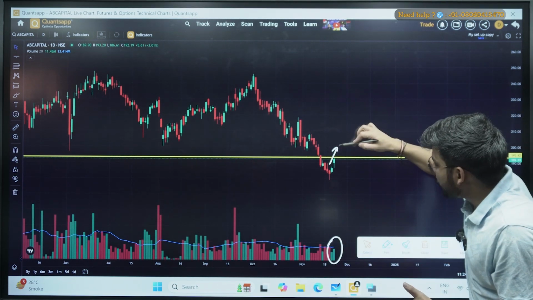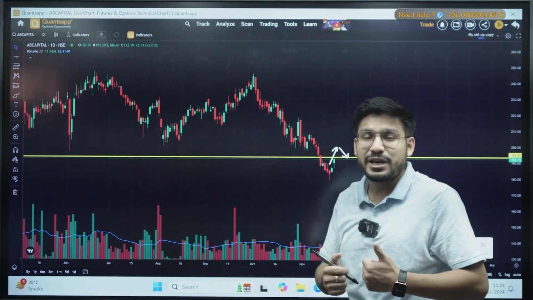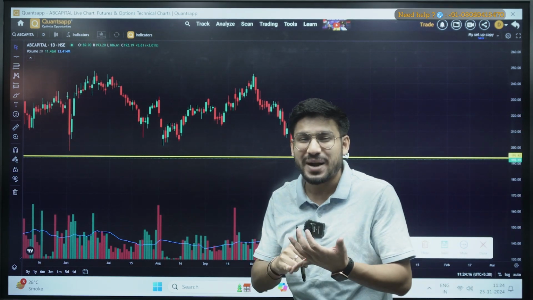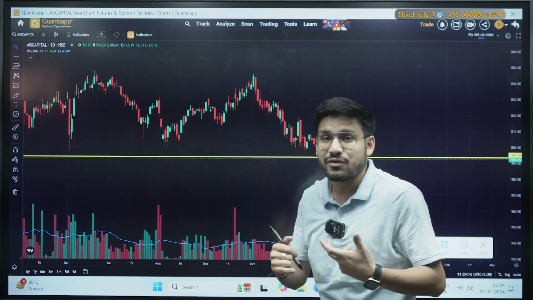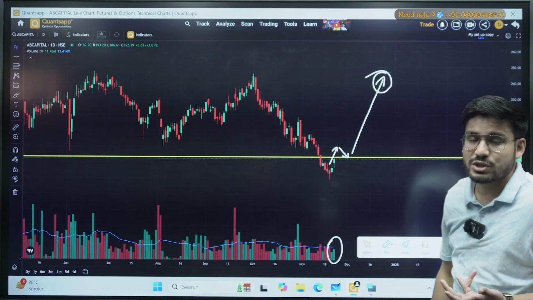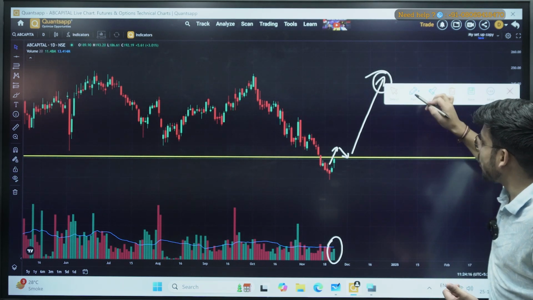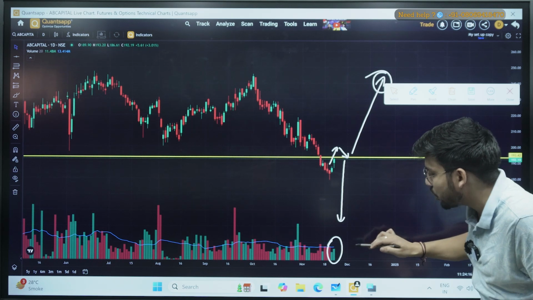Now I want my market to retest this level again. Why? Because then there will be some pending orders, some limit orders, that will be fulfilled, and then I will get a good upward movement in this particular stock. Now for that, when my market retests this level, at that point of time I have to make sure the volume is not good.